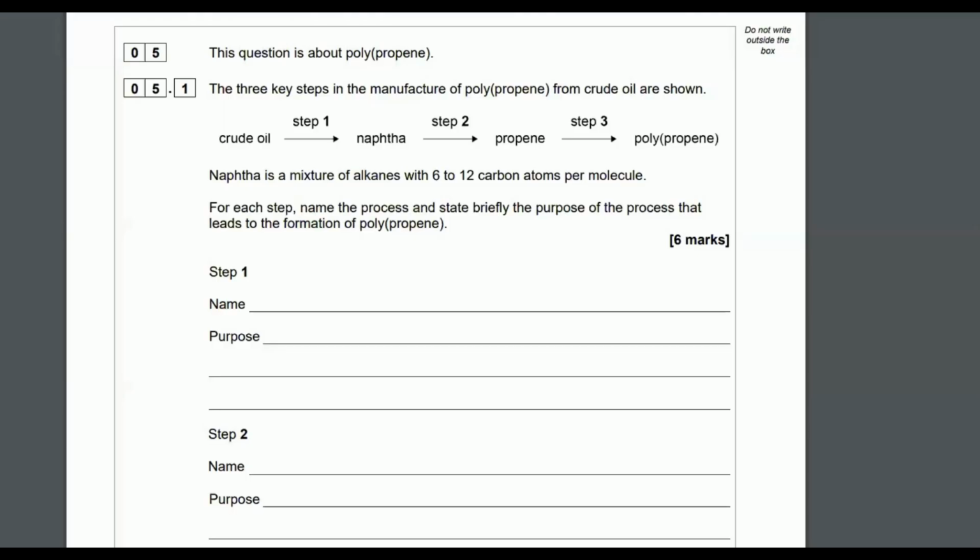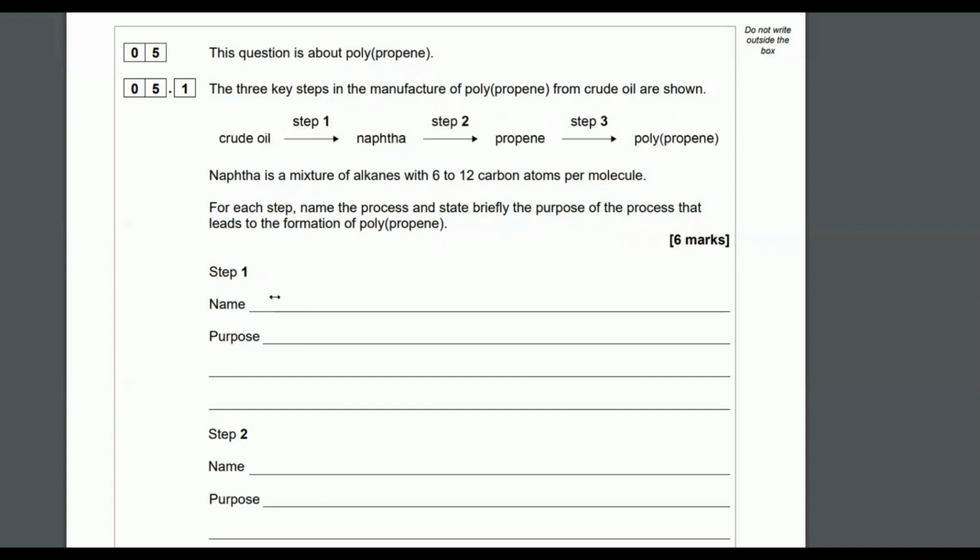Question 5 is about polypropene. 3 key steps in the manufacture of polypropene from crude oil are shown. We've got crude oil, step 1 going to naphtha, step 2 to propene, step 3 to polypropene. Naphtha is a mixture of alkanes with 6 to 12 carbon atoms per molecule. For each step, name the process and briefly state the purpose of the process that leads to the formation of polypropene.